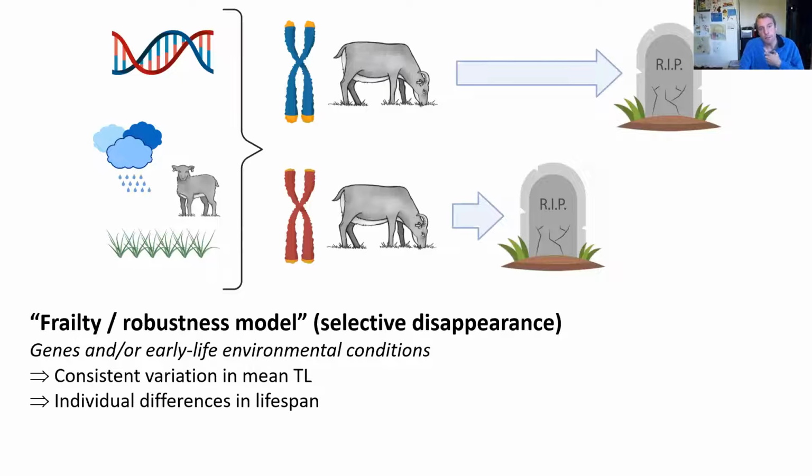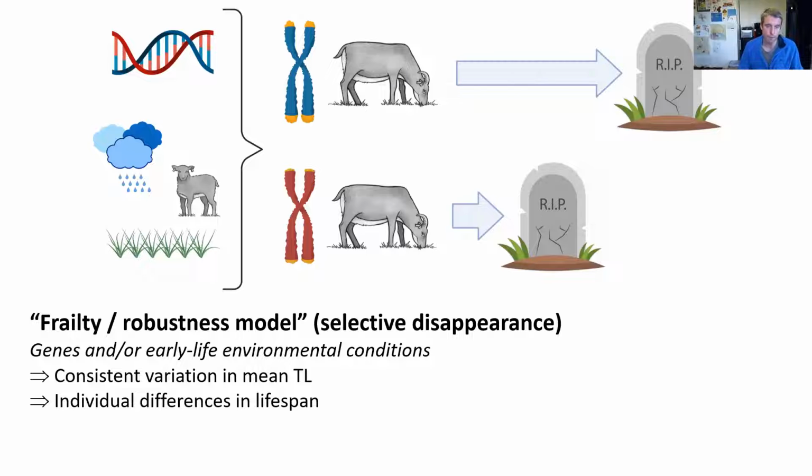The other conceptual model relating to the relationship between telomere length and survival or longevity is what I'm calling the frailty or robustness model. This is also consistent with a selective disappearance model. Essentially, something about an individual's genetic makeup or its early life environmental conditions, or something consistent about its environmental conditions, was driving consistent differences in average telomere length. So some individuals have longer telomeres consistently on average across their lifetime, and others have shorter.